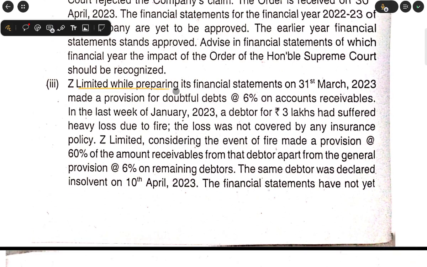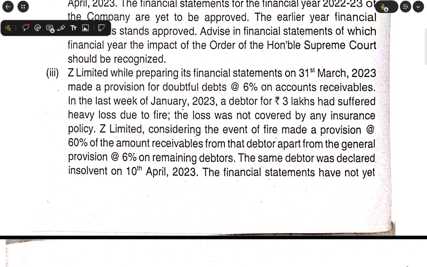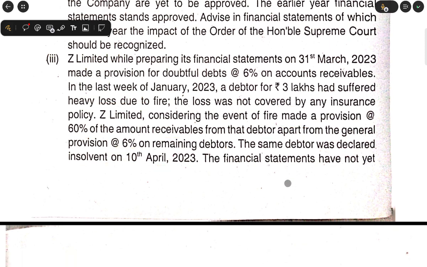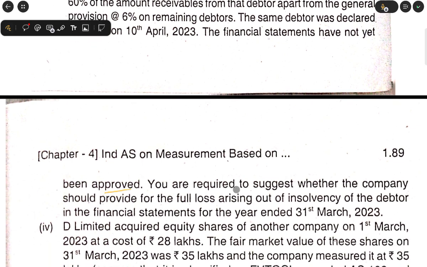A limited company prepared its financial statement on 31st March and makes a provision for doubtful debts of 6% on accounts receivable. In the last year, 2023, a debtor of 3 lakhs suffered a heavy loss in a fire and was not covered by any insurance policy. The company made a provision of 60% on the amount receivable from this debtor, and 6% on the remaining debtors. The same debtor was declared insolvent on 10th April. The financial statement had not yet been approved. You are required to suggest whether the company should provide for the full loss arising from the insolvency of the debtor in the financial statement at the end of 31st March.